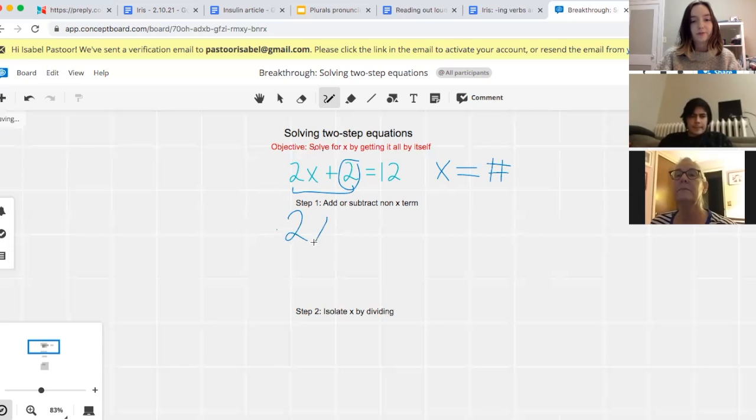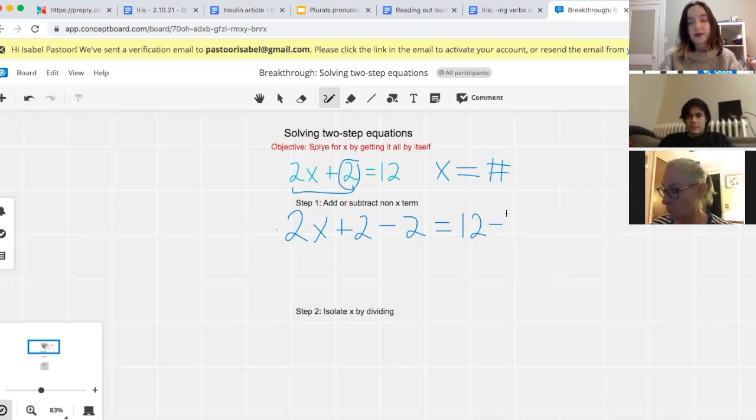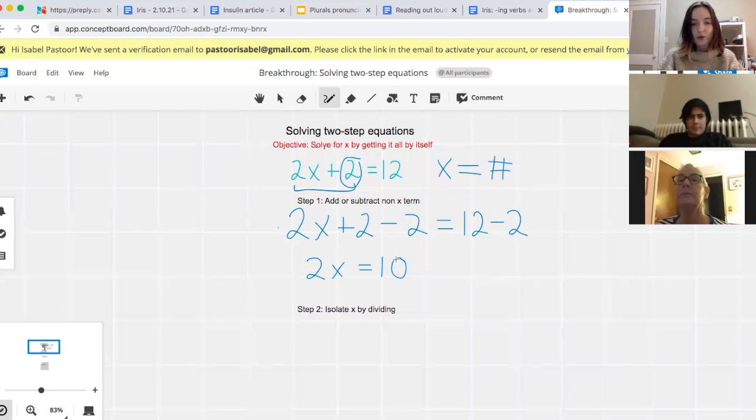It's that simple. So we have 2x plus 2 minus 2, just writing it all out so it's super clear, equals 12 minus 2. Again, doing it to both sides of the equation. What that gives us then is 2x equals 12 minus 2, which is 10. And now we're in really good shape to go on to the next step of solving the two-step equation.